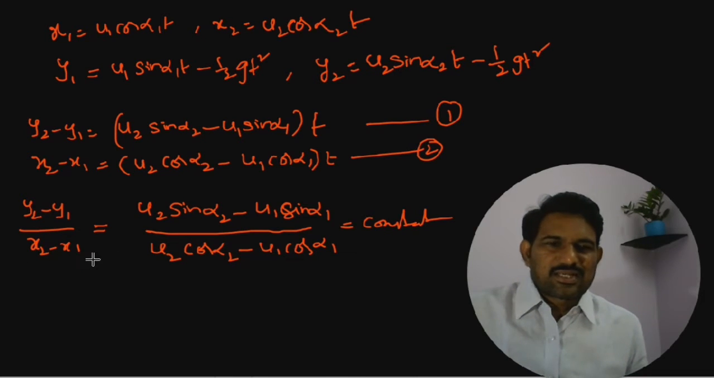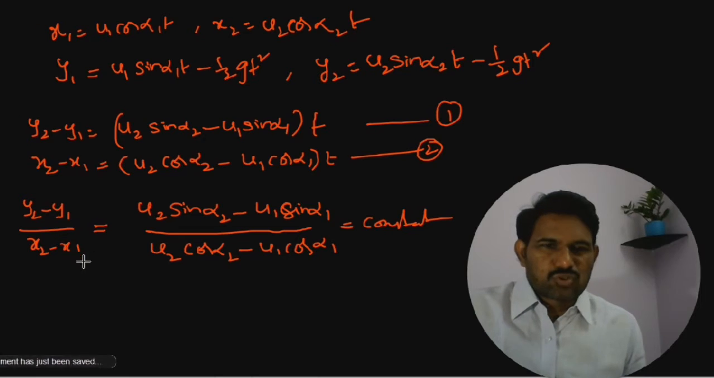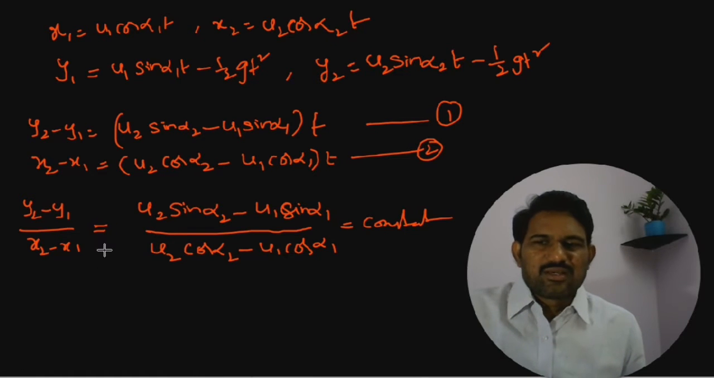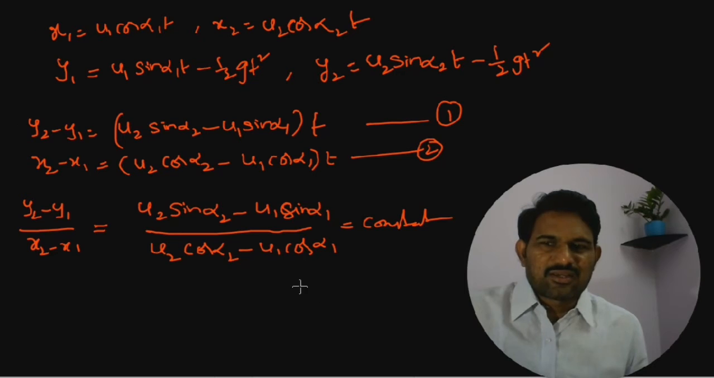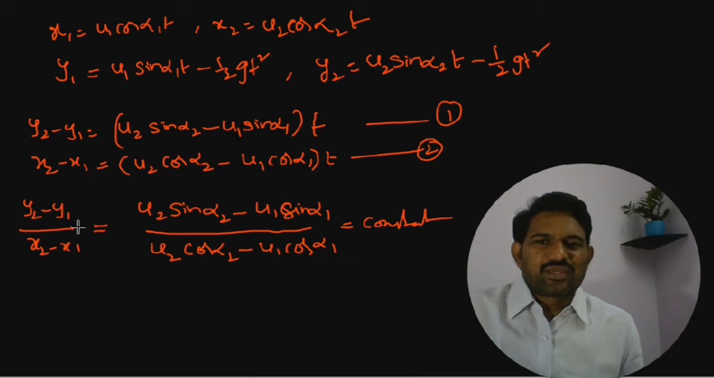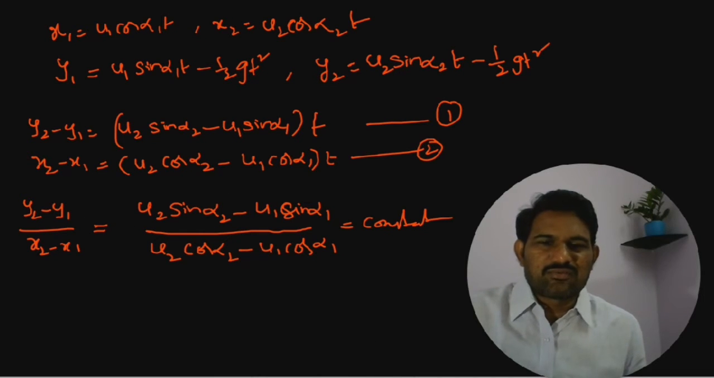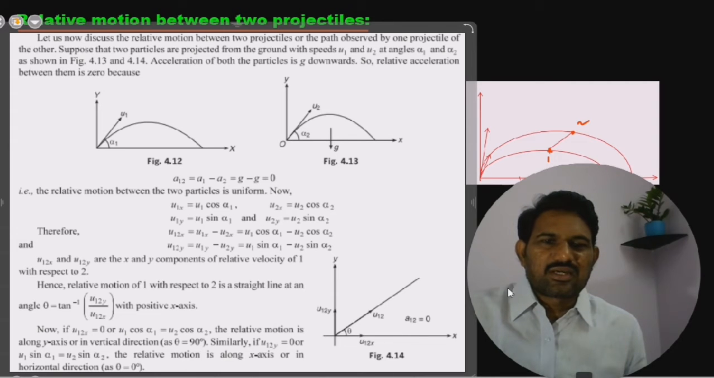So this is nothing but our slope form here. The slope is constant, so you can say that it will be a straight line. That means when you are observing particle 2 with respect to 1, it appears to be moving in a straight line having this much slope, which is a constant and independent of time. So with respect to the first particle, the second particle appears to be moving along this straight line here.